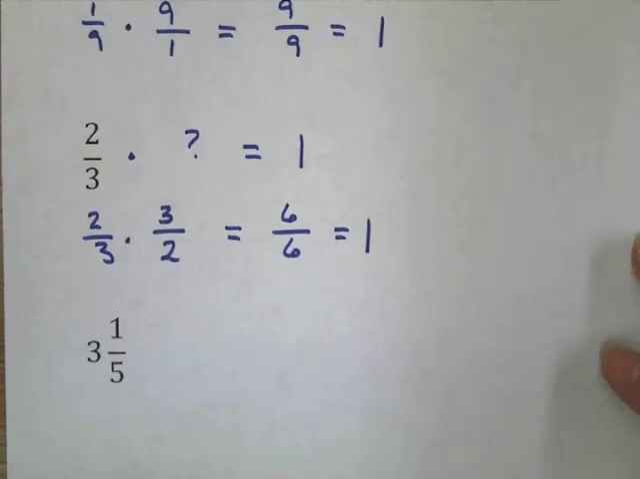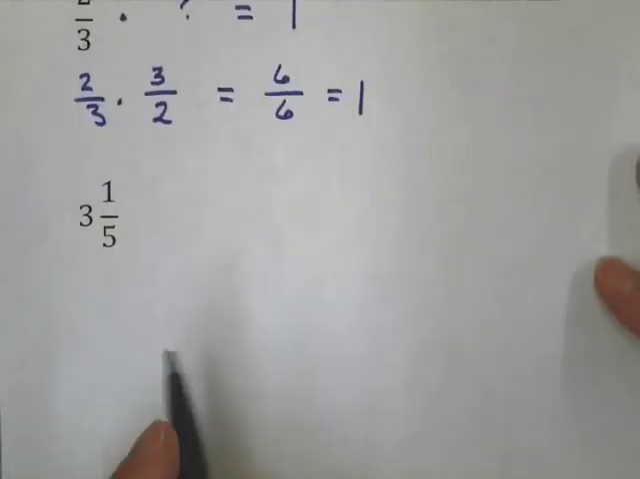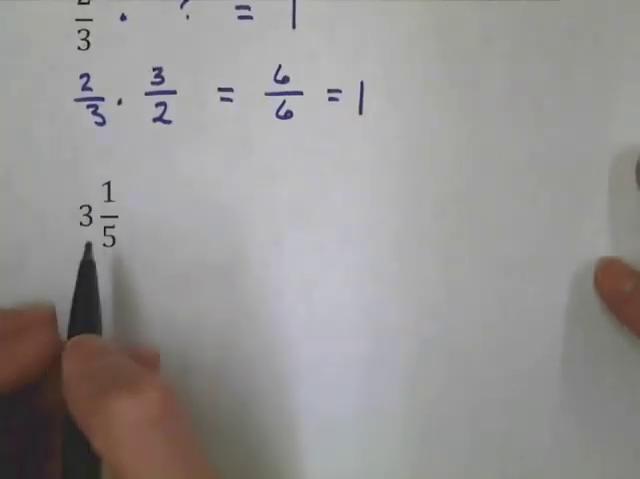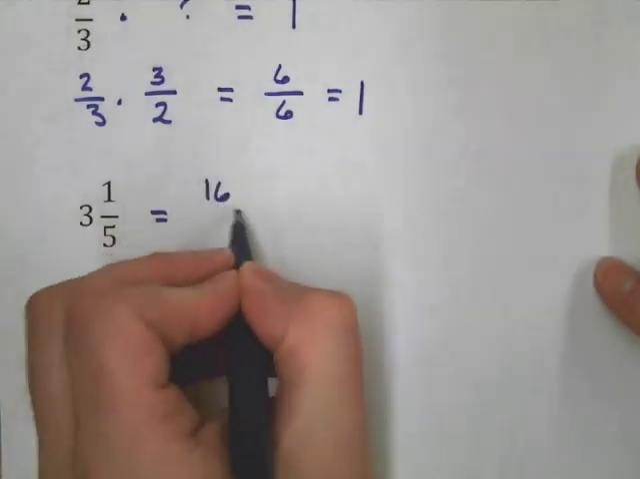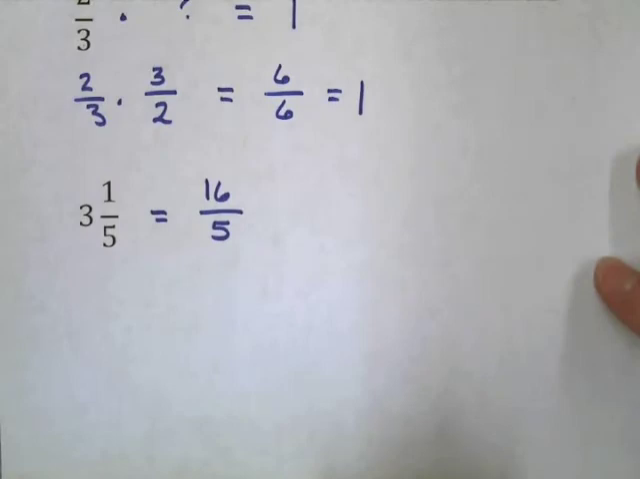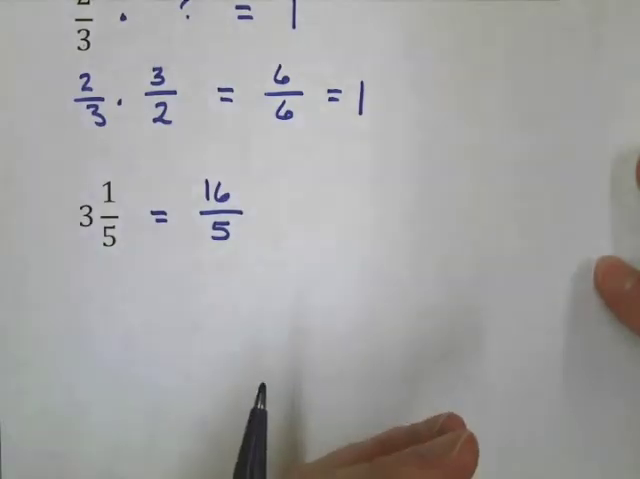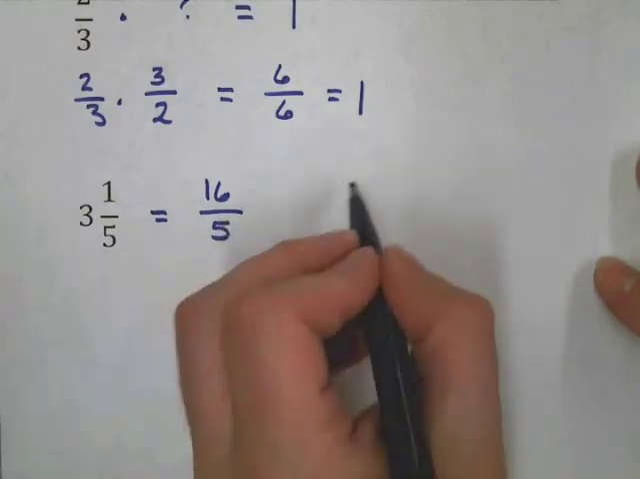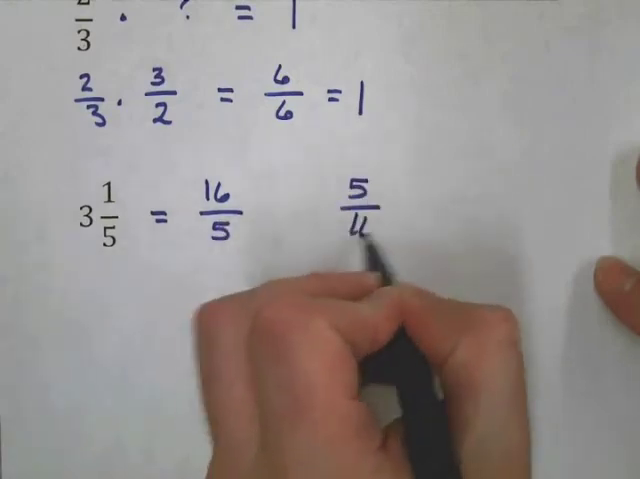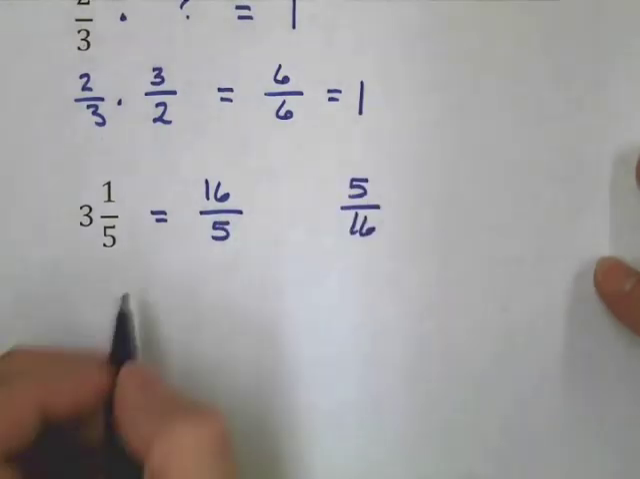Let's take a look at one more here. Let's say we have a mixed number, 3 1/5. Well, I'm going to think of this as an improper fraction, so 16/5. So I want to know what the reciprocal of 16/5 is. Well, the reciprocal of 16/5 is 5/16. And I can prove that by this.